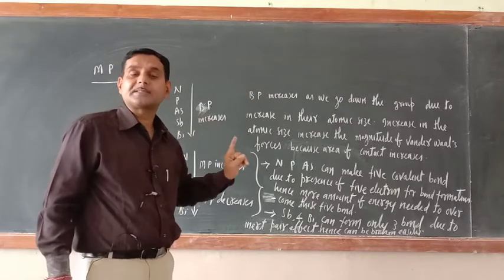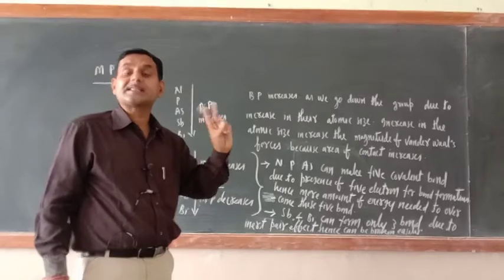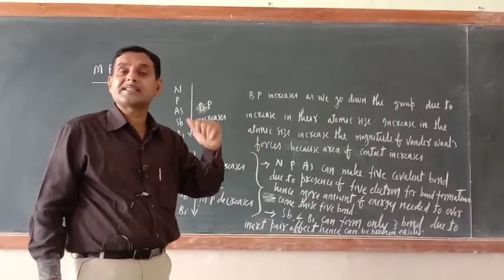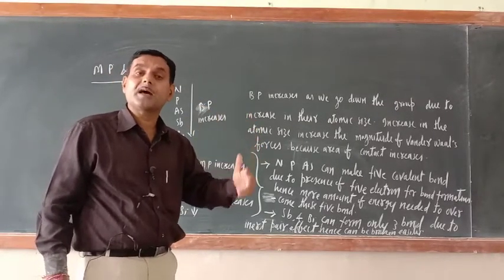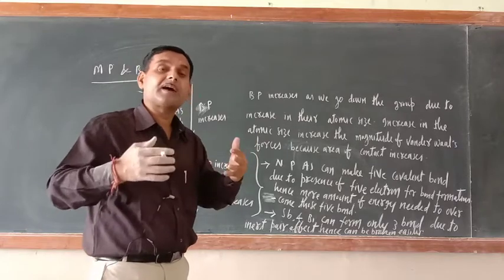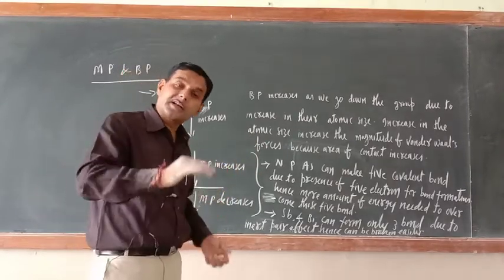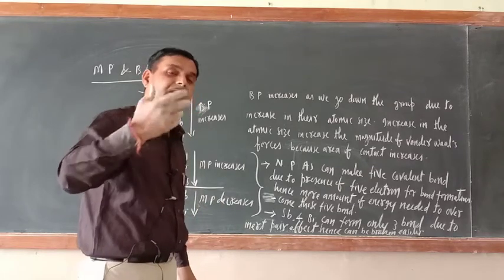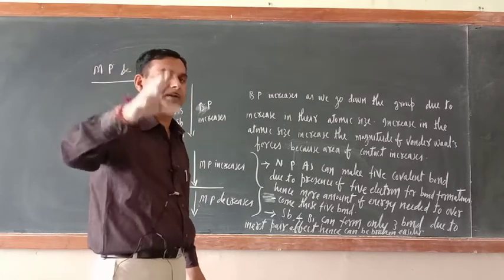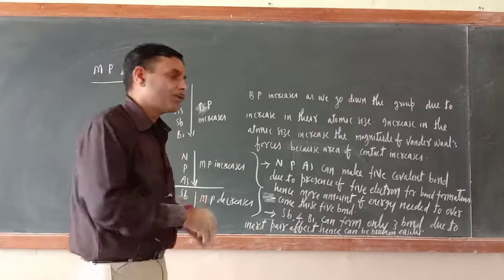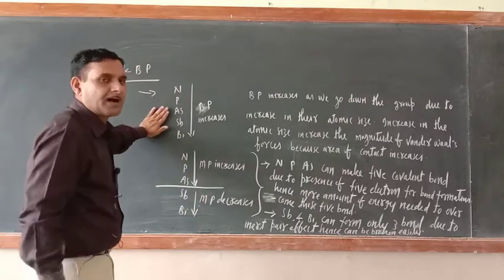Melting point depends upon the strength of crystal lattice, and strength of crystal lattice depends upon how many electrons are available for the formation of bonds. Okay, so greater the number of electrons available for the bond formation, greater will be the melting point. This is the basics to understand the behavior of the 15th group.